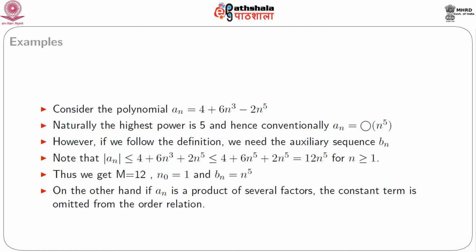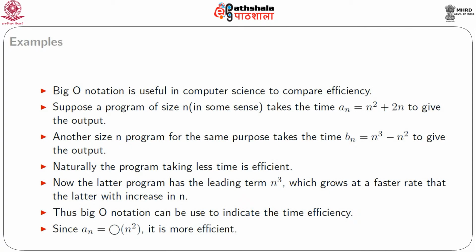Now, absolute value of a_n is less than or equal to 4 plus 6n cube plus 2n to the power 5, which is again less than or equal to 4 plus 6n to the power 5 plus 2n to the power 5 equals 12n to the power 5 whenever n exceeds 1. Thus, we get M as 12, n naught as unity, and b_n as n to the power 5. Let us consider our next example.